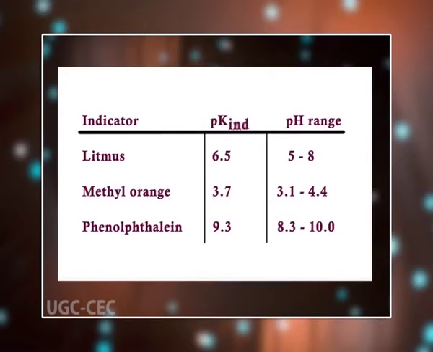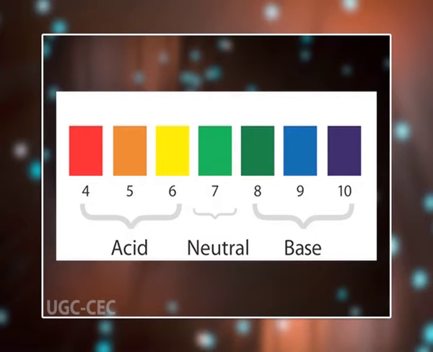The exact values for the three indicators we have looked at are: litmus has a pK indicator value of 6.5 and works in the pH range 5 to 8. Methyl orange has a pK indicator value of 3.7 and works in the pH range of 3.1 to 4.4. Similarly, phenolphthalein has a pK indicator value of 9.3 and it works in the pH range of 8.3 to 10. The litmus color change happens over an unusually wide range, but it is useful for detecting acids and alkalis in the lab because it changes color around pH 7.